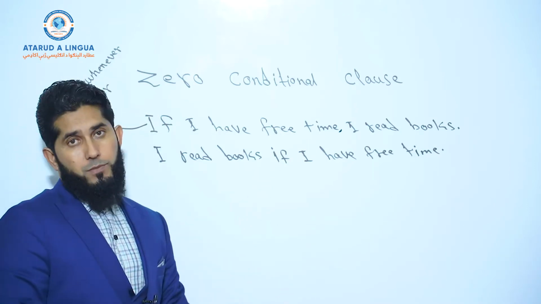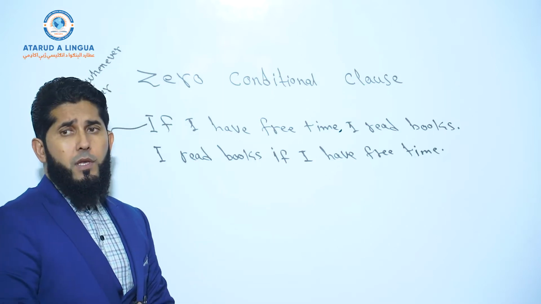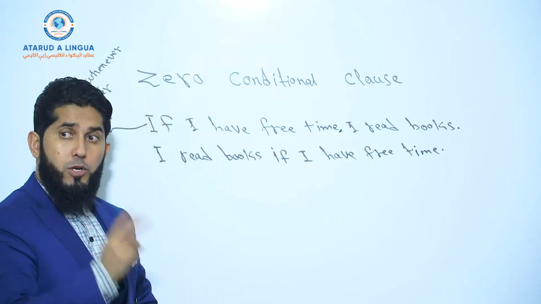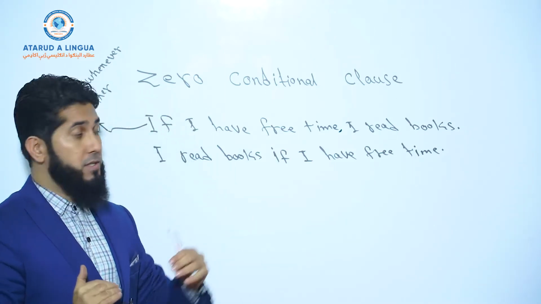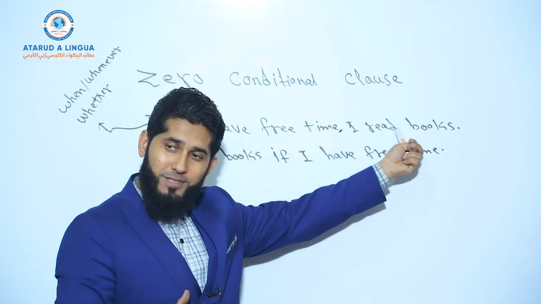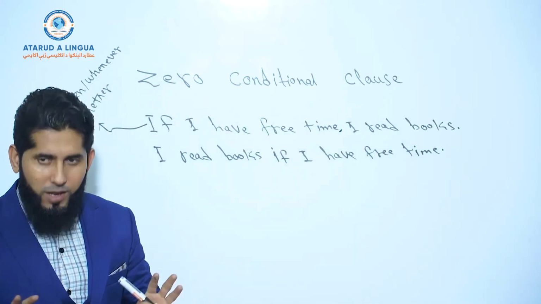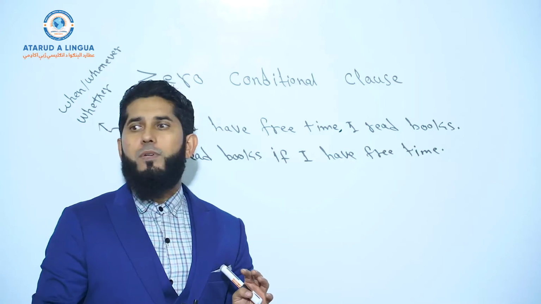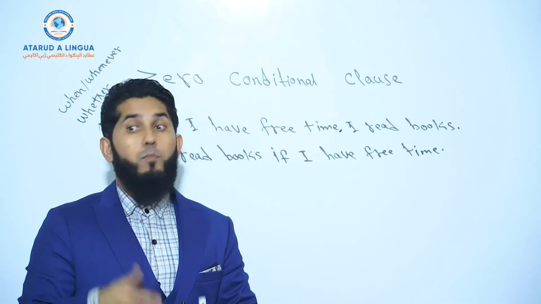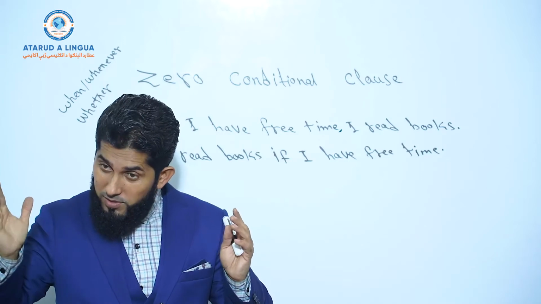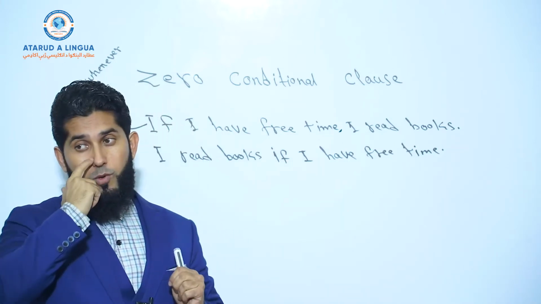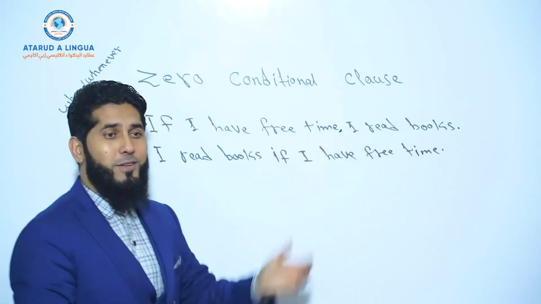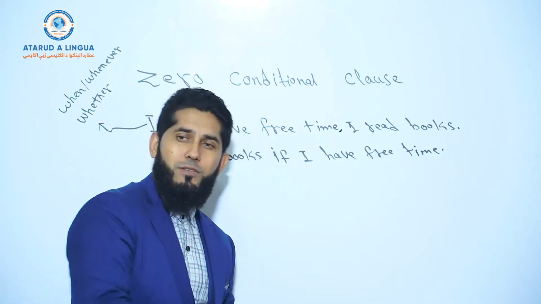Okay. Rule number 2. Most commonly, when we use 0 conditional clause in a complex sentence, there should be simple present tense in the if clause and simple present tense in the main clause. In both clauses, you need simple present tense. There could be present continuous tense. There could be any other present tense. But most of the time, simple present tense with simple present tense. We cannot use any future tense in one of these two clauses. We cannot use any past tense in one of these two clauses.